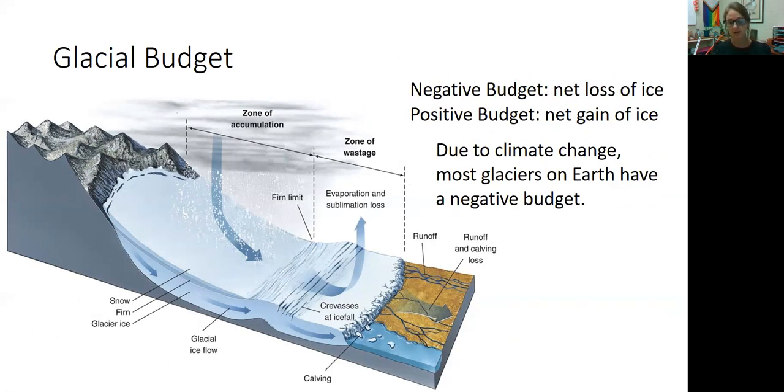If more is being lost than added, then the overall size of the glacier is going to decrease, and it's going to have what we call a negative budget, or a loss of ice. Now, due to climate change, most glaciers on Earth currently have a negative budget. They are still growing in the zone of accumulation, but more is being lost, more is melting. So you get an overall negative budget and overall net loss of ice.